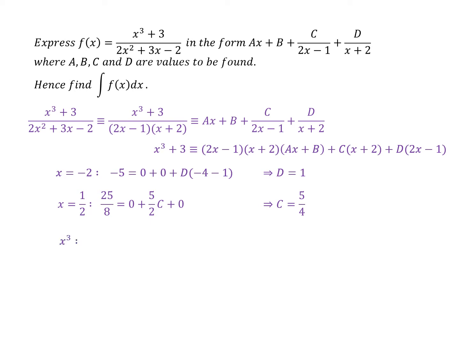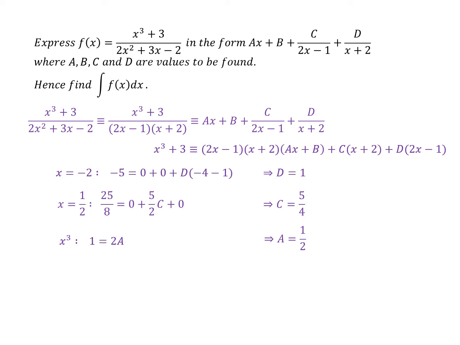Comparing coefficients of x cubed, well, on the left hand side I've just got one lot of x cubed, and on the right hand side the only way I can get x cubed is by multiplying 2x by x by ax. So that would give me 2a x cubed. So comparing coefficients of x cubed, I get 1 equals 2a. So the value of a comes out very smartly, very easily.